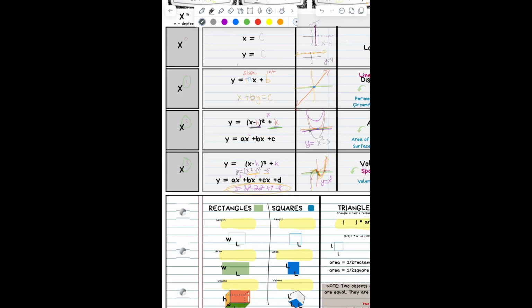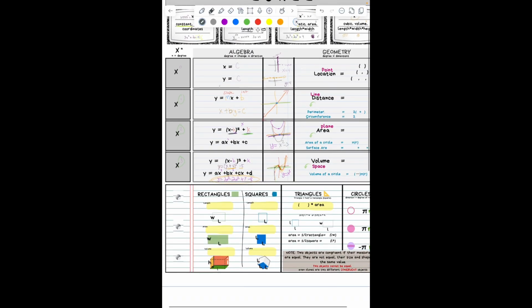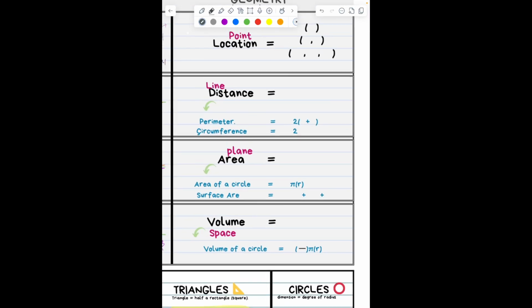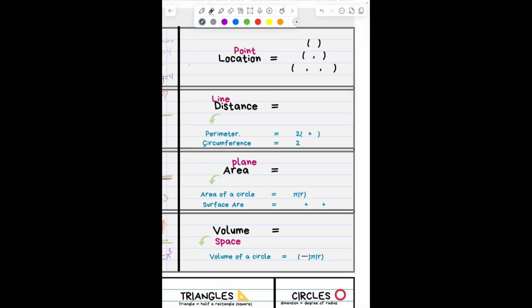I am purely talking about the graphs, the OG graphs, right? So now we move into geometry. And when we're talking about geometry, we'll have x to the 0, x to the 1, x squared, and x cubed. And when I say x to the 0, I mean that which is dimensionless, the point, okay?